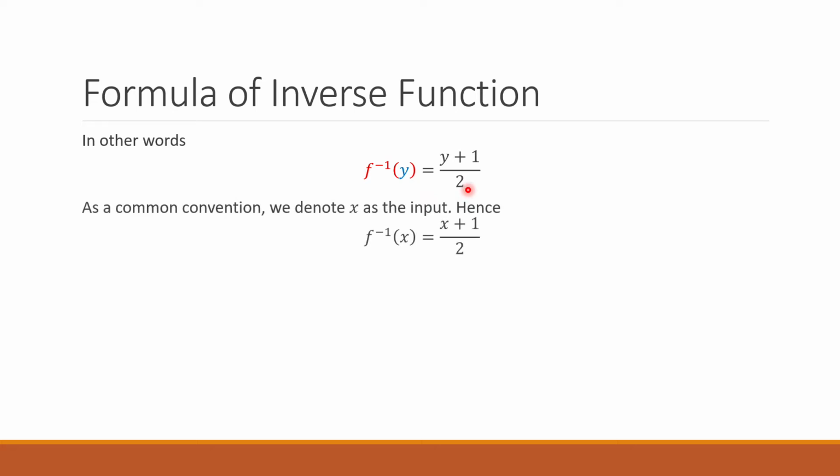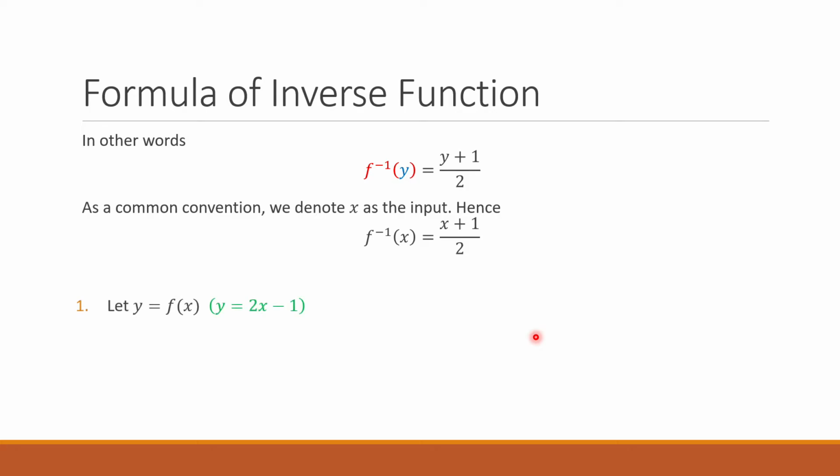As a common convention though, we like to write the input of a function as x. So basically all I need to do is to change the alphabet y to x. This doesn't really matter because this is just the name of the variable. You can call it y, you can call it z, or whatever alphabet you like. As a common convention, we just simply change it to x.